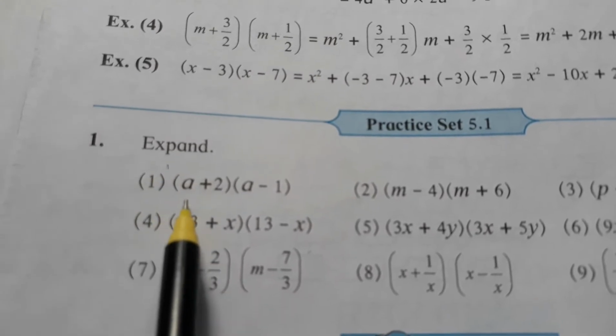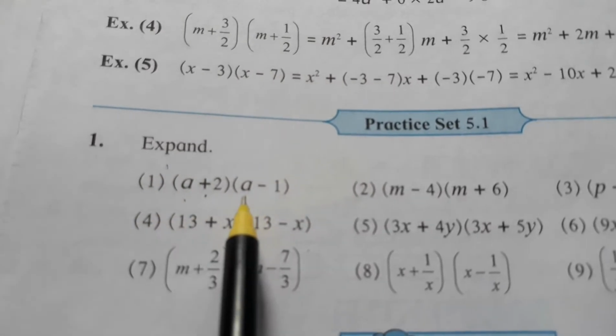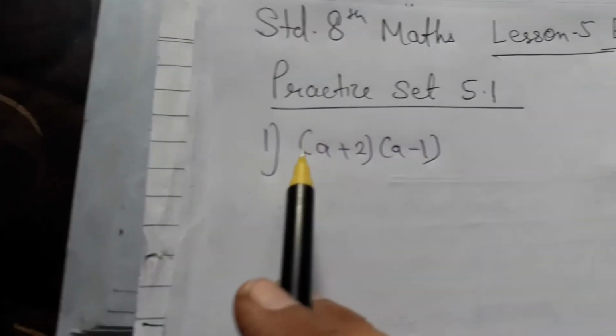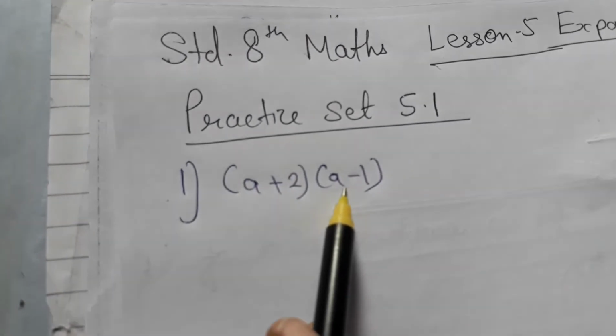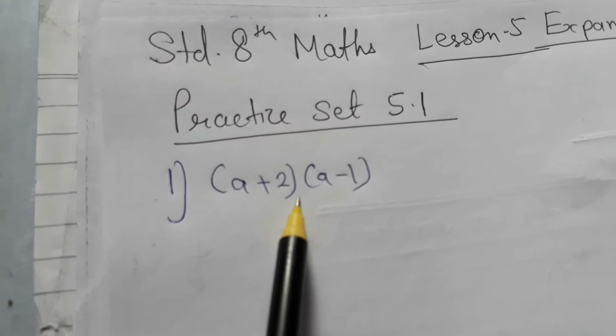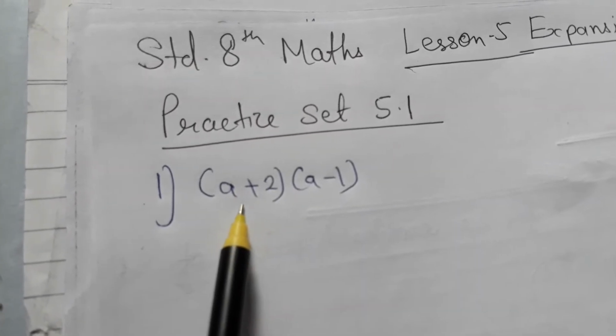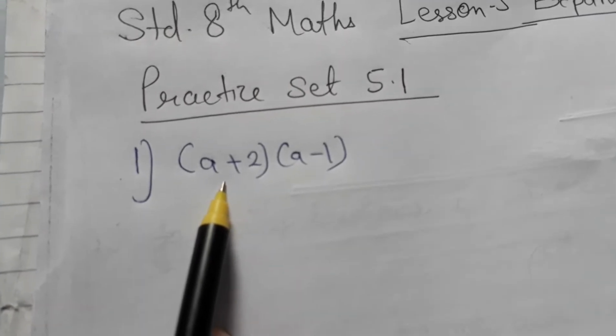Question number 1. (a + 2)(a − 1). Children, there are two methods to solve it. One, by using the formula, or second, directly. So first I will directly solve it and then I will show you how to use the formula.